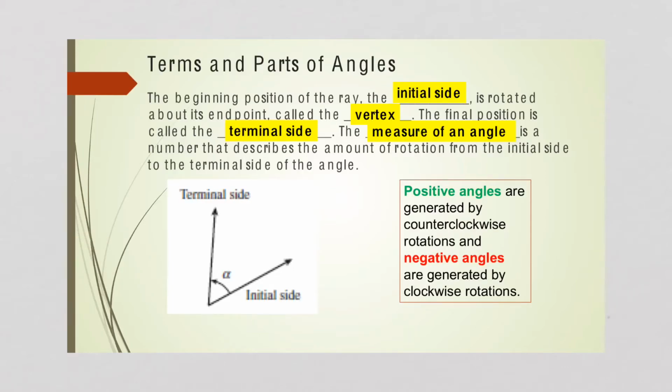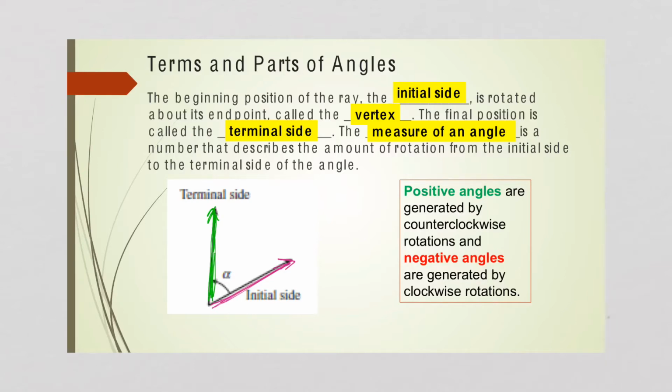The beginning position of the ray is called the initial side, and that is right here. And for us, the vast majority of the time, our initial side is going to be 0 on the unit circle. And it's rotated about its endpoint, and the endpoint is called the vertex. The final position of that angle, or the second ray that makes up the angle, is called the terminal side. And the terminal side is a big idea for us today. We're really going to focus in on this terminal side.